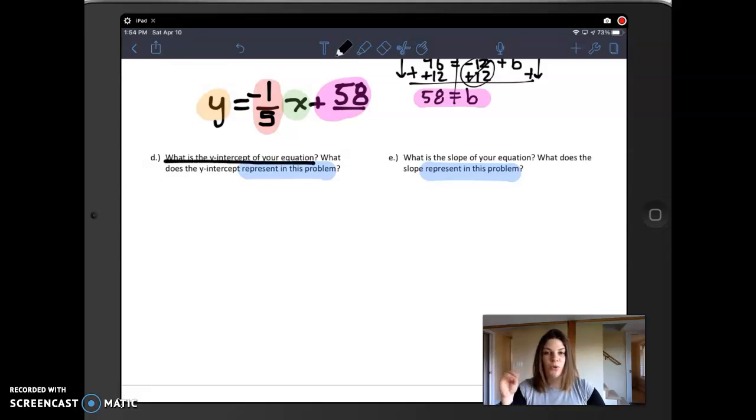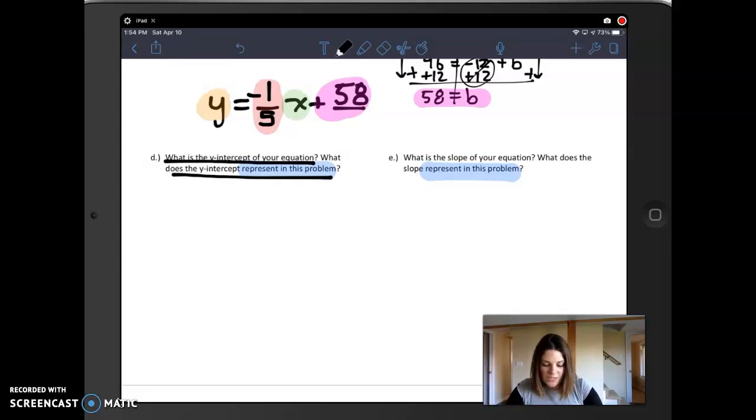That's just a very simple question. It's asking you, what is the y-intercept, right? That's it. You don't have to explain anything. The second part of the question is, what does the y-intercept represent in this problem? So you take what the number is for the y-intercept, you go back to the question, and you figure out what it actually means in real life.